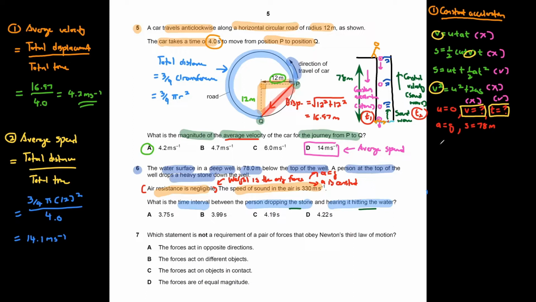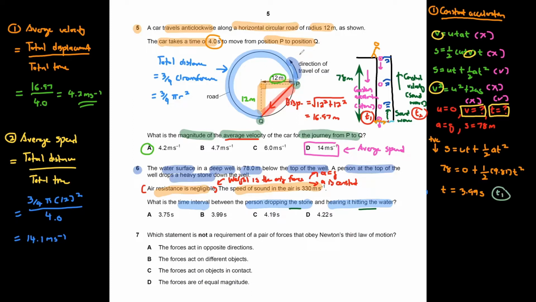So if we apply the third equation, we must first set our sign convention. Because the object is moving downwards in the first place, downward is considered to be our initial sign convention. So s is equals to ut plus half at squared. s is 78, u is 0 plus half times 9.81 times t squared. So t here would actually be 3.99 seconds. This is our t1.